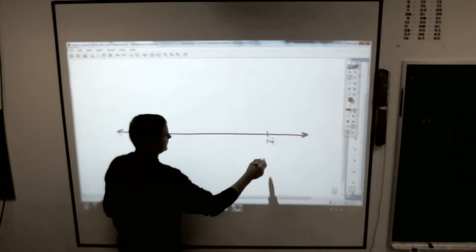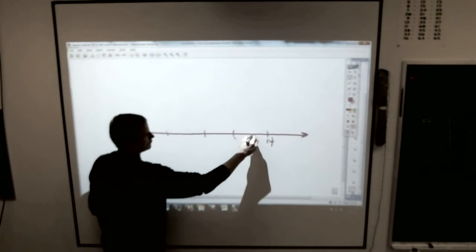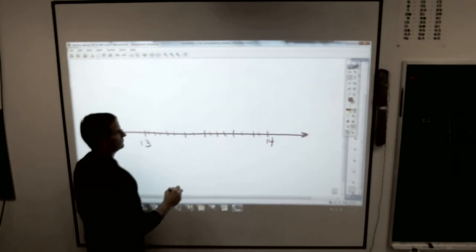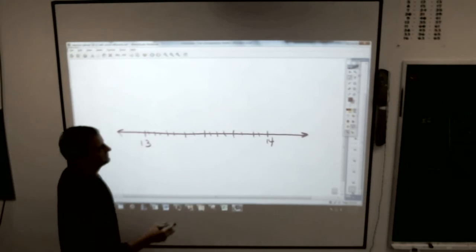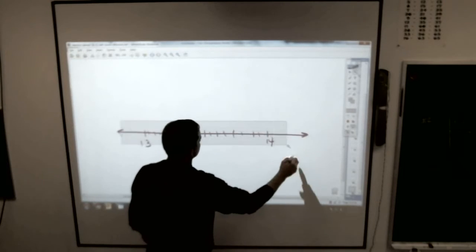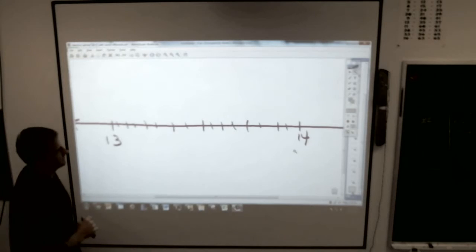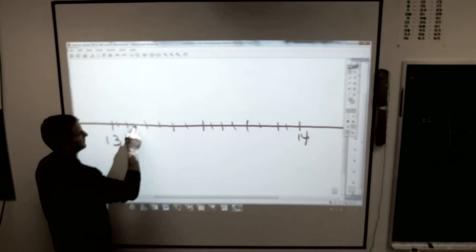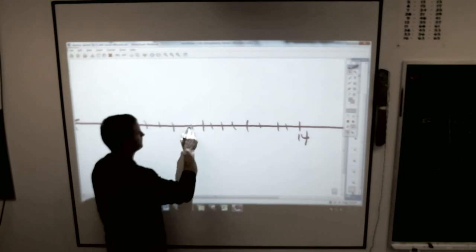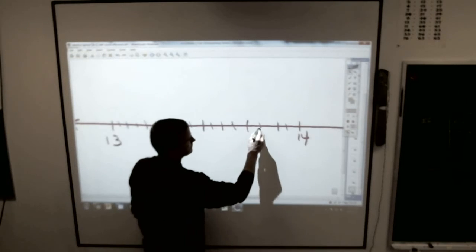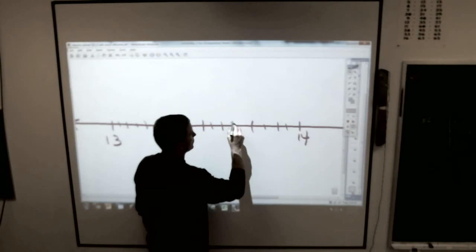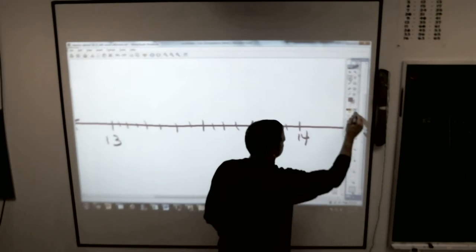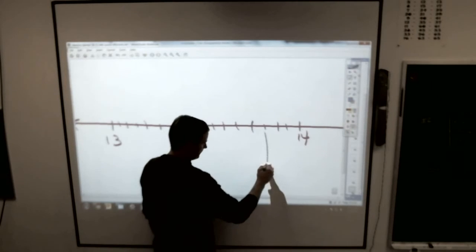I'll let you count. Remember, spaces, not the little tick marks. Maybe I'll try to space them out while you're counting. The other ones are kind of off. Make your life more interesting. How about right here?